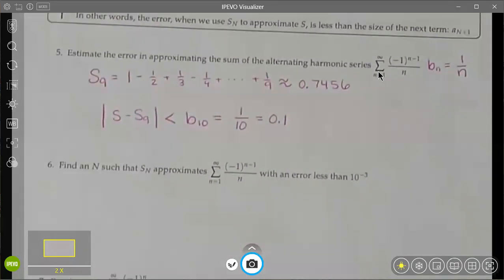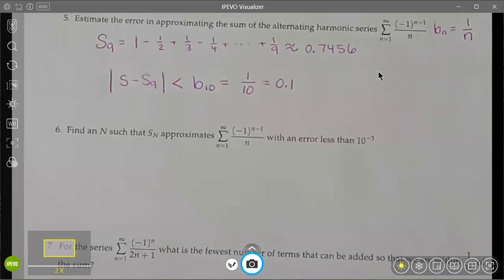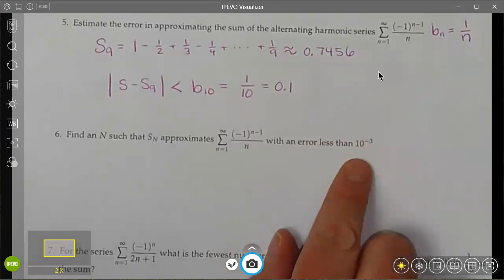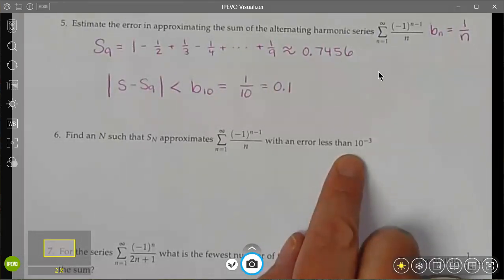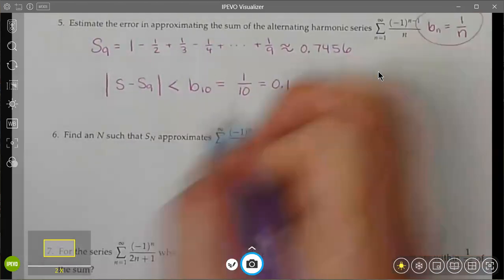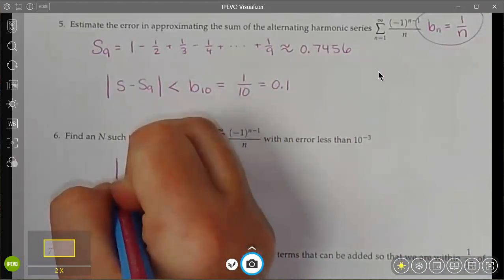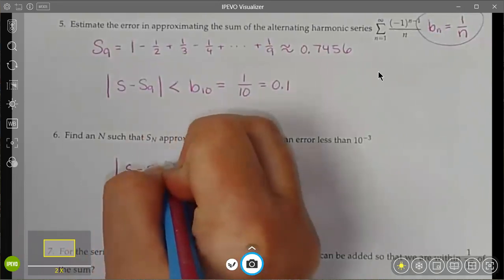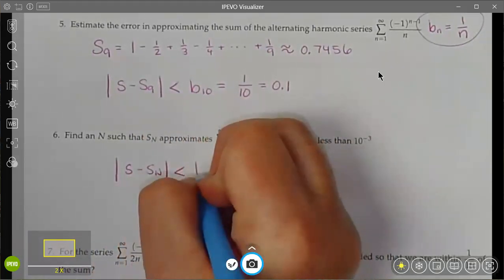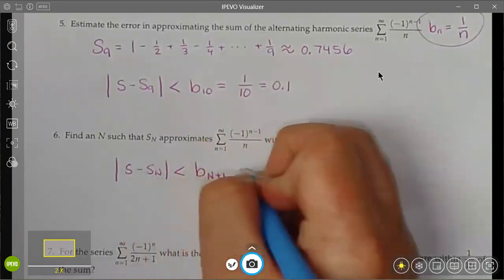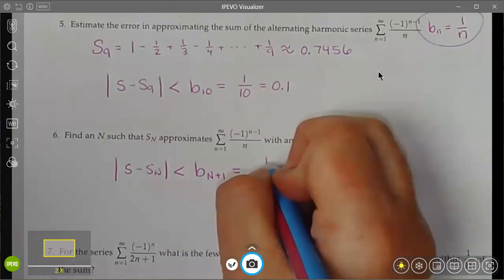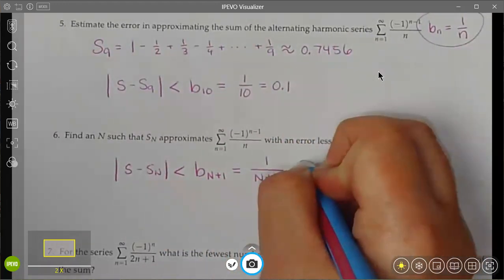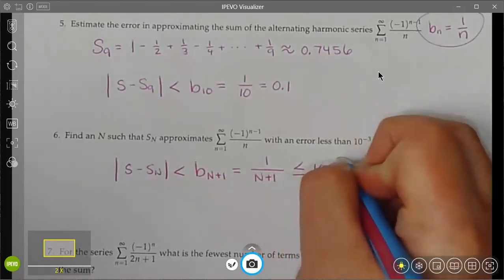All right, let's take a look at number 6. We're still going to stick with the alternating harmonic series, but now we want to see how many terms it will take so that we get an error less than 10 to the negative 3, so less than 0.001. My b sub n is still 1 over n, and the magnitude of s minus Sn is going to be less than b sub n plus 1. I can find this term by plugging capital N plus 1 in, so I get 1 over n plus 1. I need that to be less than or equal to 10 to the negative 3.